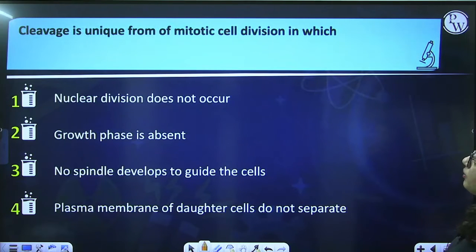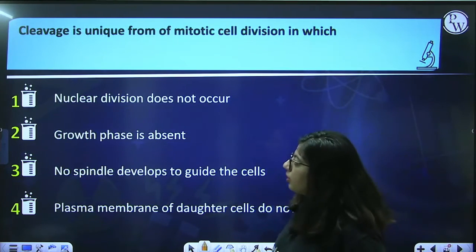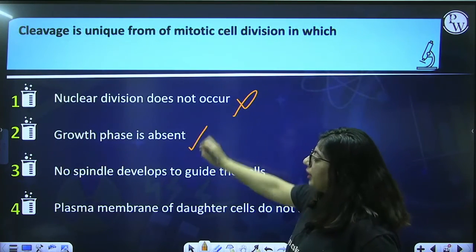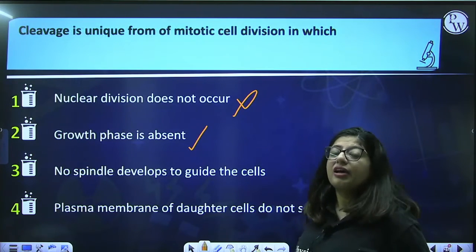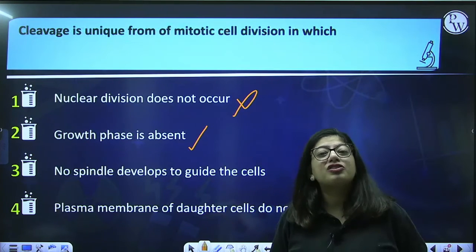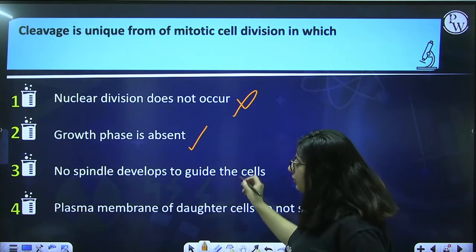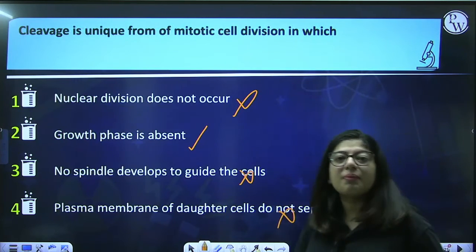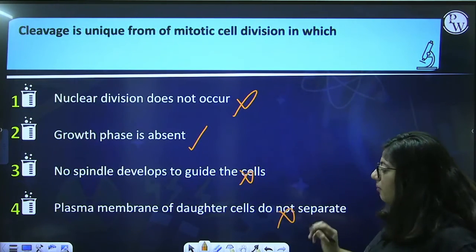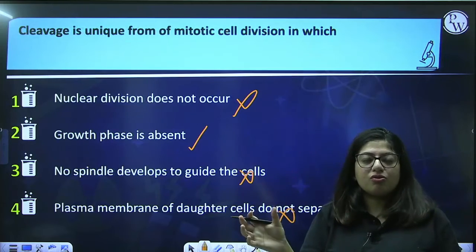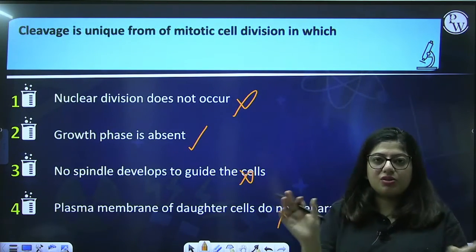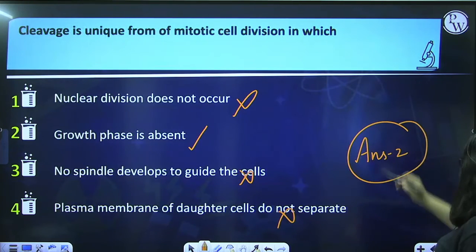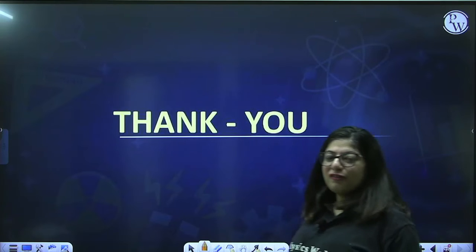Cleavage is a unique form of mitotic division in which nuclear division does not occur. No, nuclear division occurs, so that's wrong. Growth phase is absent, absolutely correct. No spindle developed to guide the cell. Without spindle formation, how will the division take place? Spindle formation is important, right? Plasma membrane of daughter cells do not separate. They do separate, that's why they become 2 separate cells. It says the cells are fused. No, the cells are not fused, they are separate. Answer is 2. So that's it about fertilization.